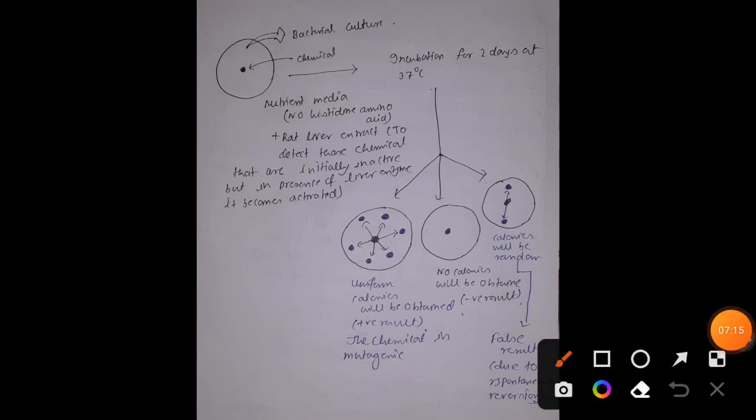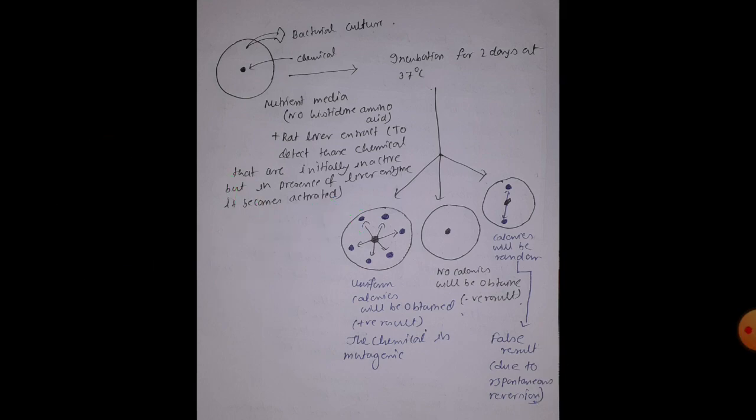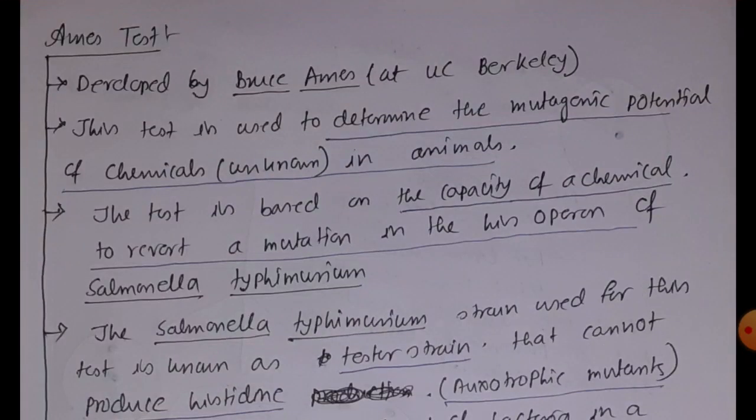Now there is an interesting MCQ that I want to discuss. They can also ask you, except Salmonella typhimurium, what type of strain can you also use? We can also use the E. coli WP2 uvrA strain. This is important to remember. They can also ask you this type of question. So that's it. That is all about the Ames test.